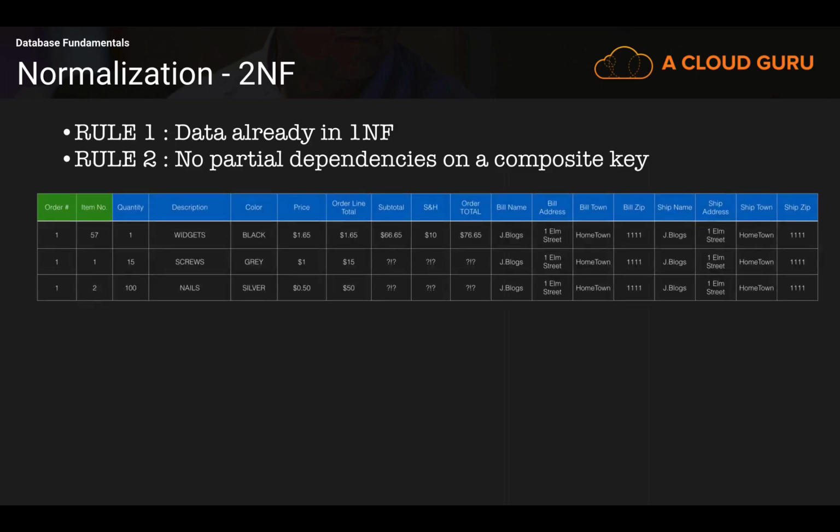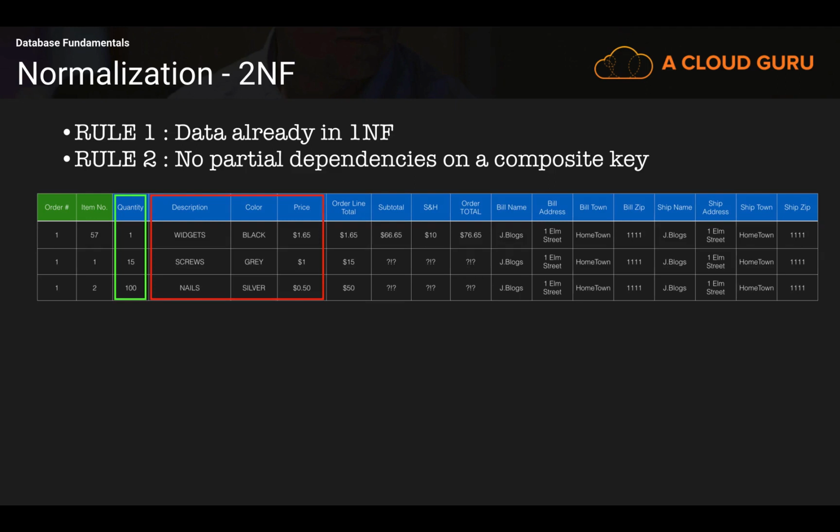This is the first normal form table from the last slide, and you may notice that I've renamed some of the fields to make it easier to identify which is which. So we have order line total and order total. Now let's step through each of the columns and discuss their dependencies. We know that quantity depends on both the order number and the item number, as it's the quantity of that item on that order. So this column is already second normal form compliant and doesn't need to be moved.